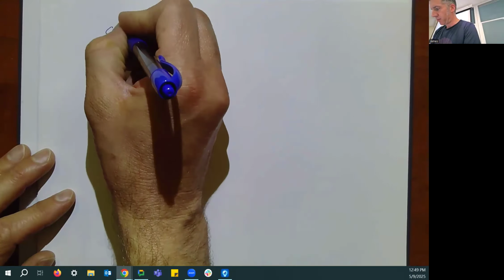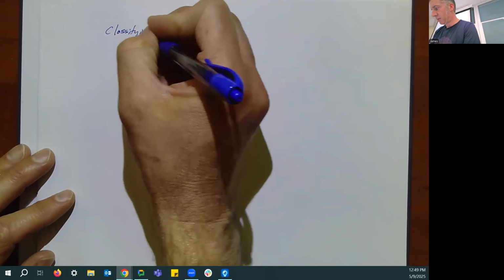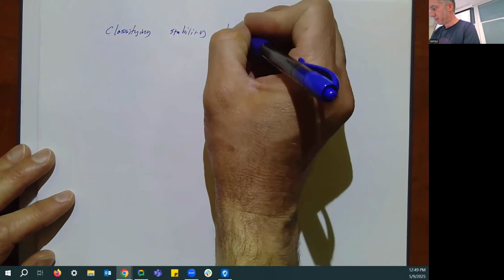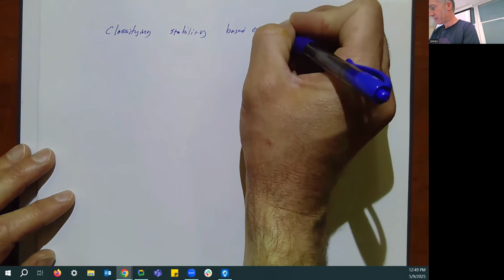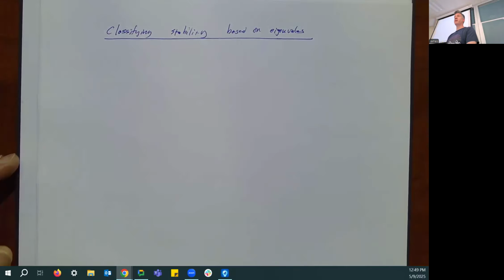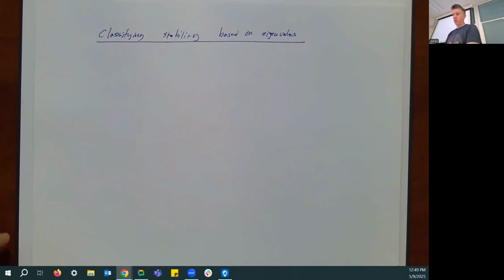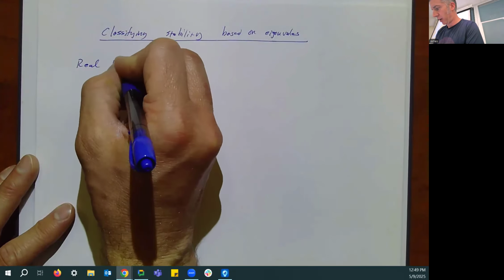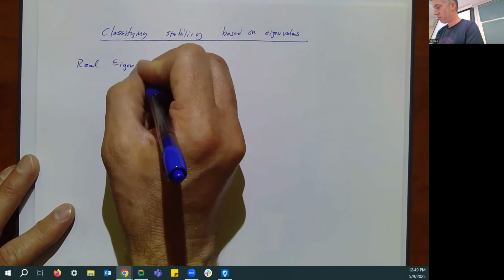Classifying stability based on eigenvalues. So there's basically 6 different things that can happen. So if your eigenvalues are real, we've already talked about this. I'm just going to say it real quick.